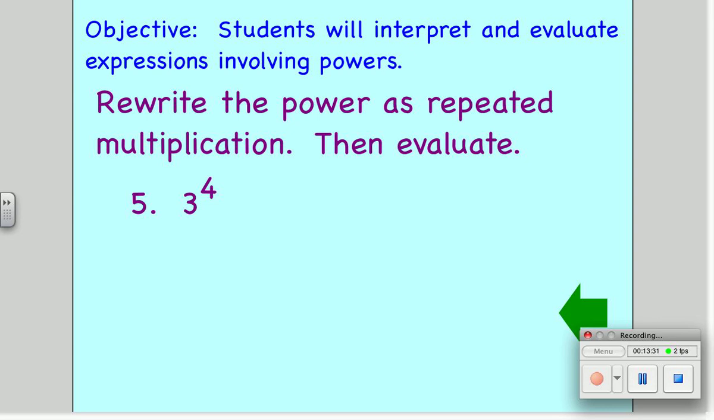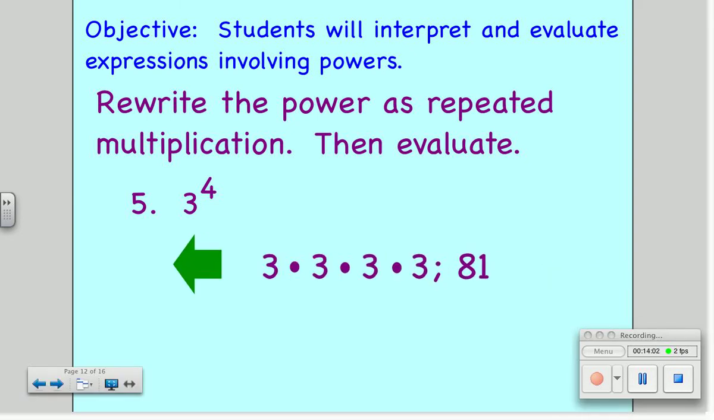So on this one, the instructions say to rewrite the power as repeated multiplication. Then give the value of that. Okay? So 3 to the 4th power as repeated multiplication means you're multiplying 3. Think about it. How many times are you going to multiply 3? Your answer should have been 4 times you're going to multiply 3. So that means 3 times 3 times 3 times 3.